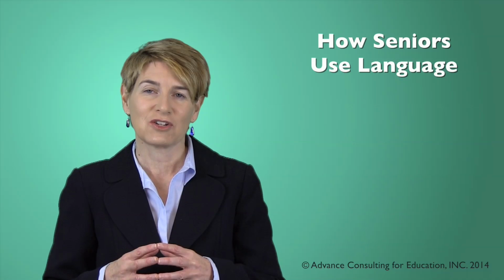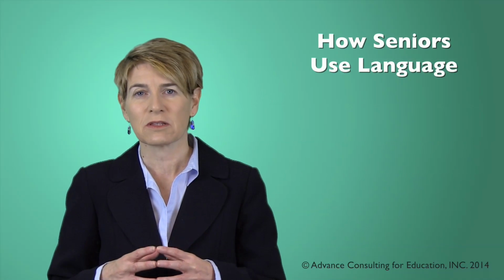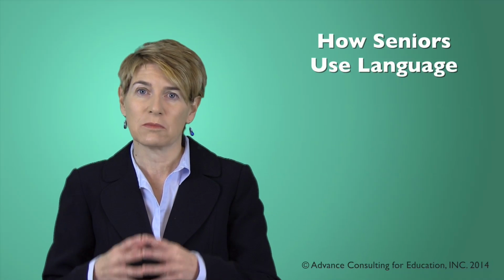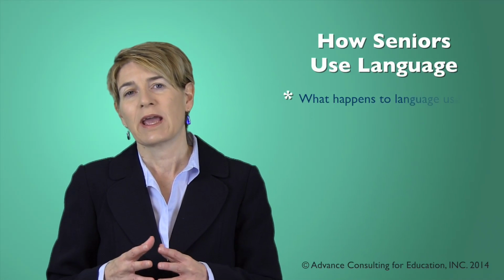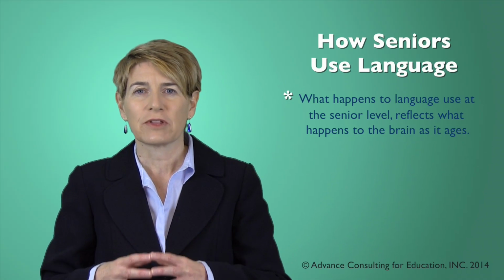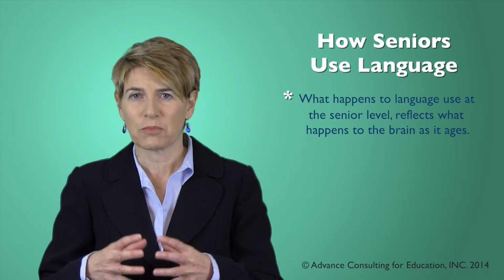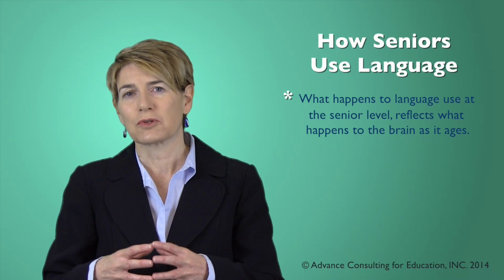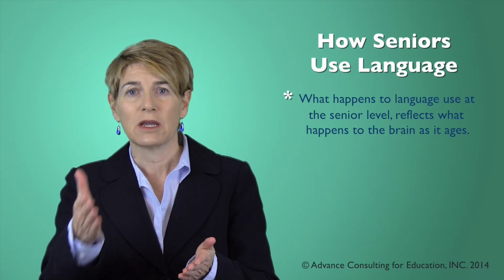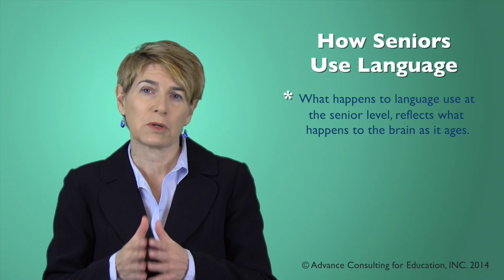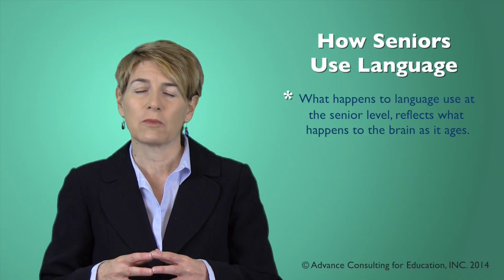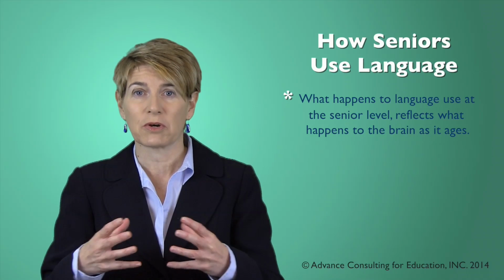The seniors age category in terms of language use is one that's attracting more and more attention as there are more and more seniors within most of the developed countries. So what happens to language use at the senior age category really reflects what happens in terms of the brain as it ages. So researchers are really looking for close ties between senior language use and brain function. So there's a lot of research going on in that specific area. So changes that we see in language use really are directly related to changes in brain function.